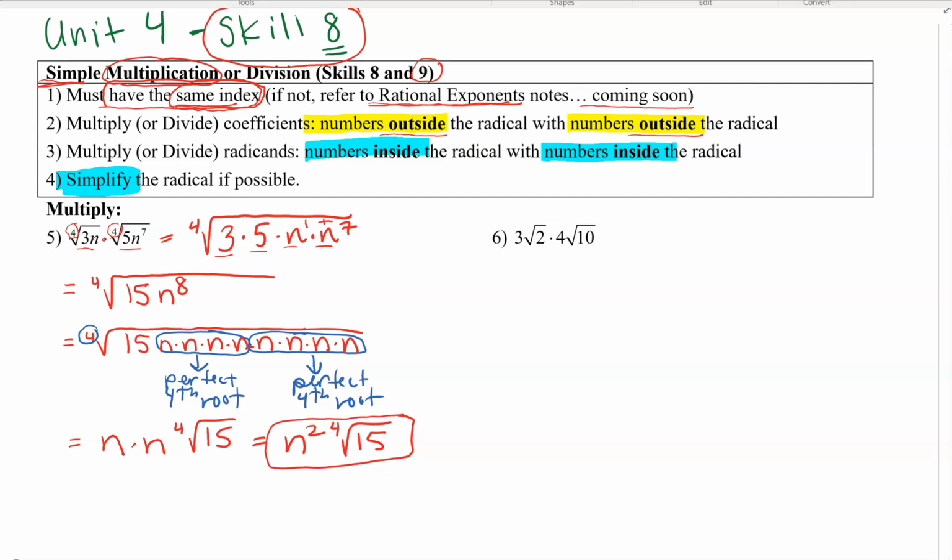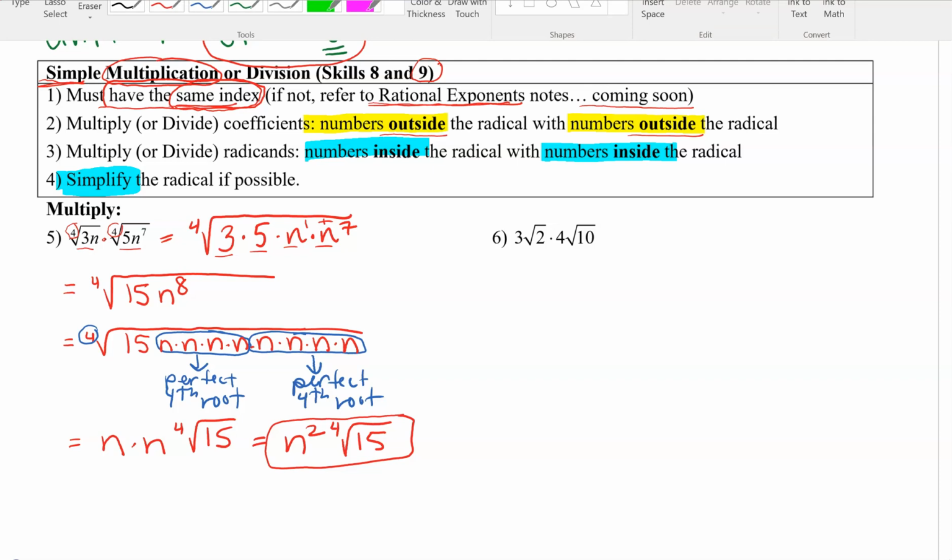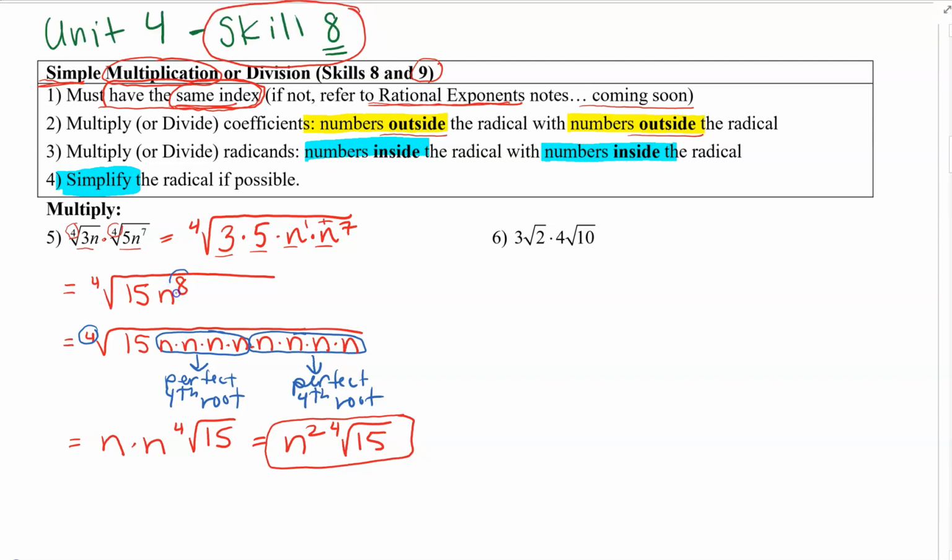Now what's the shortcut? So this is a reminder back to Skill 6. You can take 8, which is the power in the radical, and divide it by 4, which is the index. So you can take powers and divide them by indexes to get the remaining exponent once you fourth root. So fourth rooting is basically saying divide this into 2 groups of 4. So 8 divided by 4 is 2. That's the shortcut. Okay, let's move over to number 6.